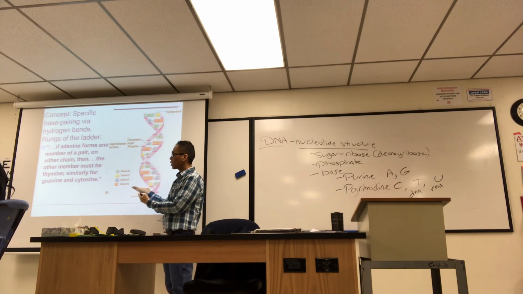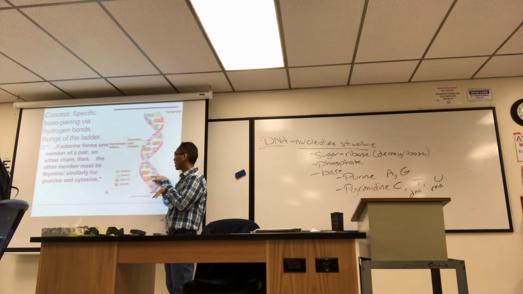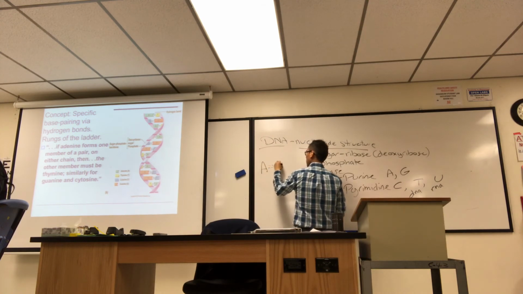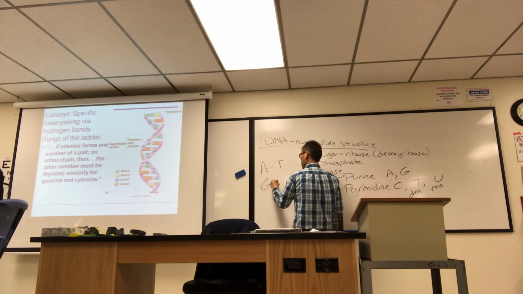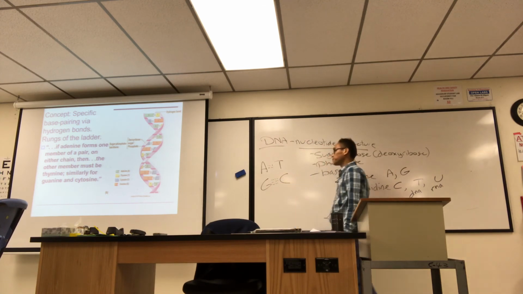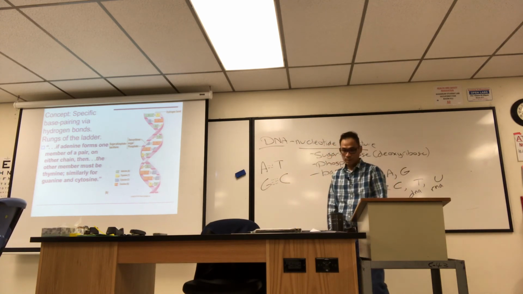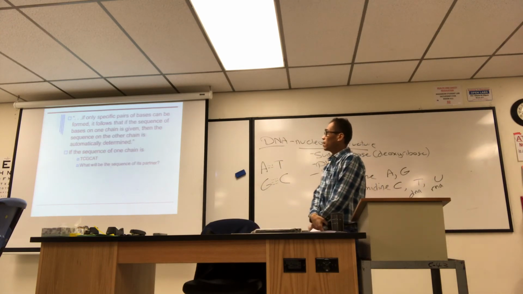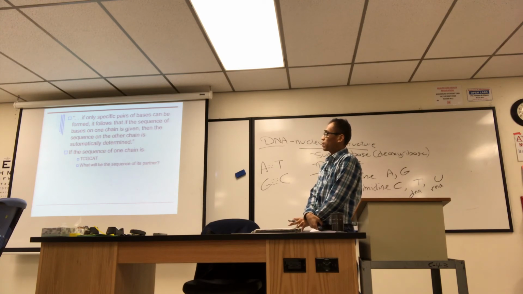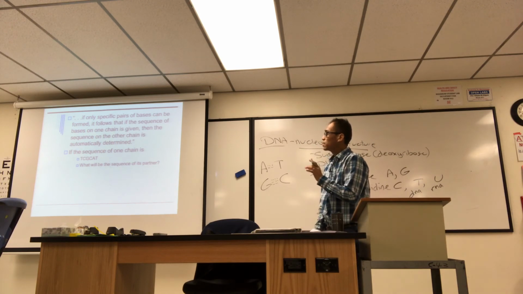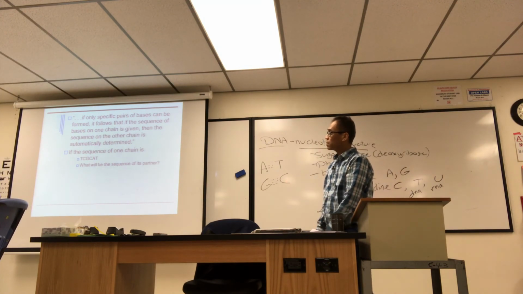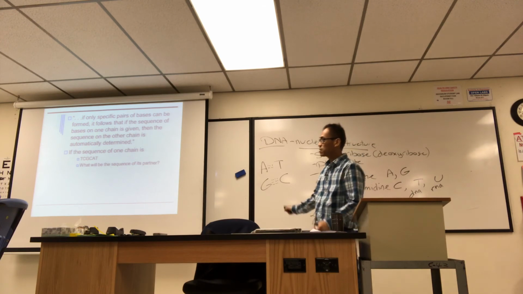And then similarly for guanine and cytosine. So C and G always bond together, these hydrogen bonds. A with T, and C and G always together. If only specific pairs of bases can be formed, it follows that if the sequence of bases on one chain is given, then the sequence on the other chain is automatically determined because of this pairing.